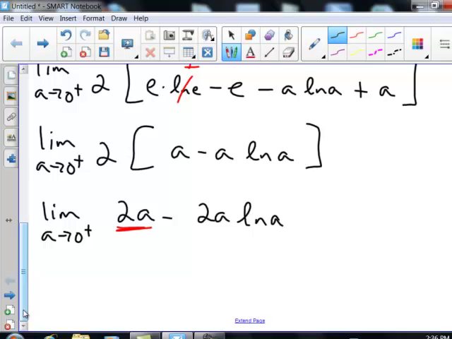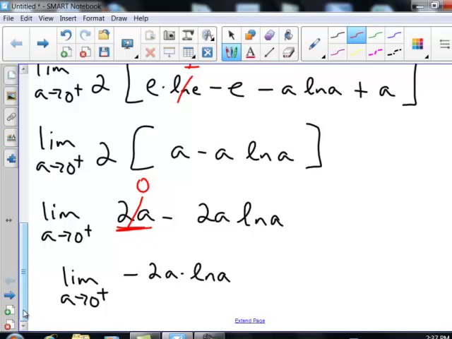So what I'm left with trying to figure out is what's the limit as a approaches 0 from the right of negative 2a times the natural log of a. Because again, I can just plug in 0 right there, and that will become 0, and that'll disappear. So I'm just left with this last part down here, trying to figure out the limit as a approaches 0 from the right of negative 2a times the natural log of a.